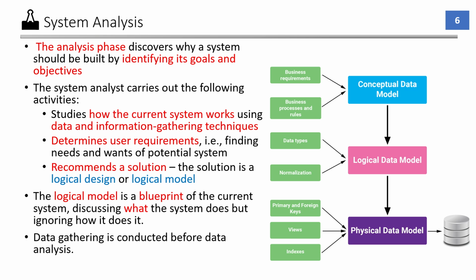The system analysis phase focuses on understanding why a new system is needed by clearly identifying its goals and objectives. During this phase, the system analyst studies how the current system works. This is done by collecting data and information from users and existing documents. Next, the analyst identifies user requirements, which means understanding what users need and want from the new system. Based on this understanding, the analyst recommends a solution.